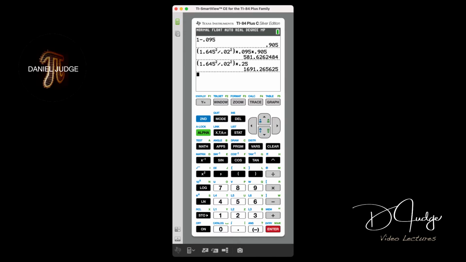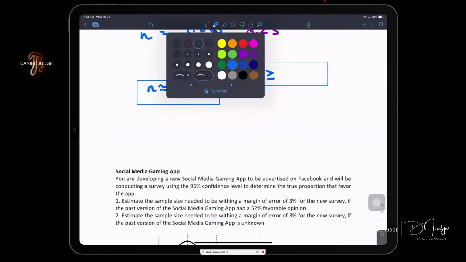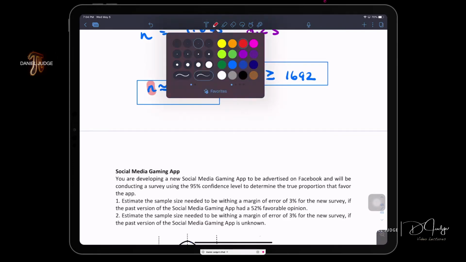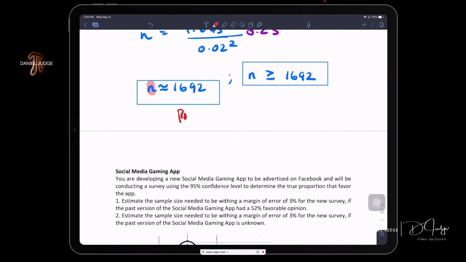We'll put that in our notes. Since this is data, we need to collect, at the very least, 1,692 data values. So that's going to be the sample size that we need. Round up. Let's put that in our notes: round up. So we're going to need at least this much data, 1,692.